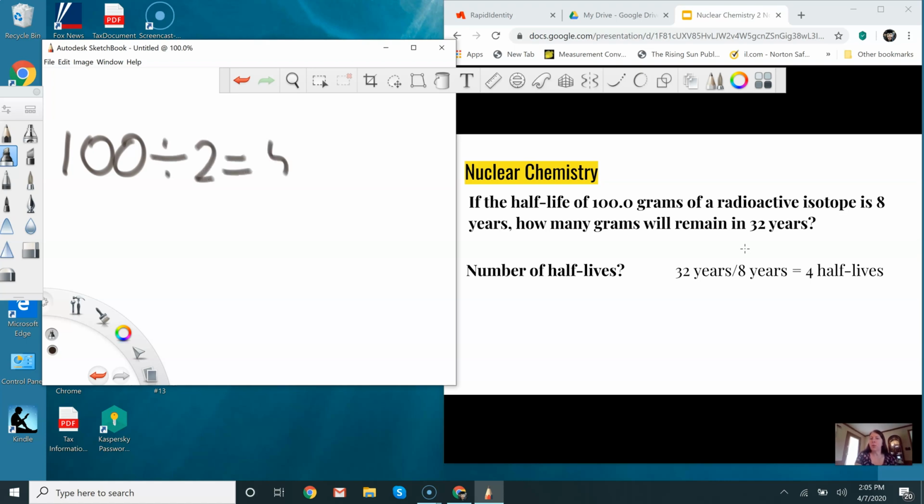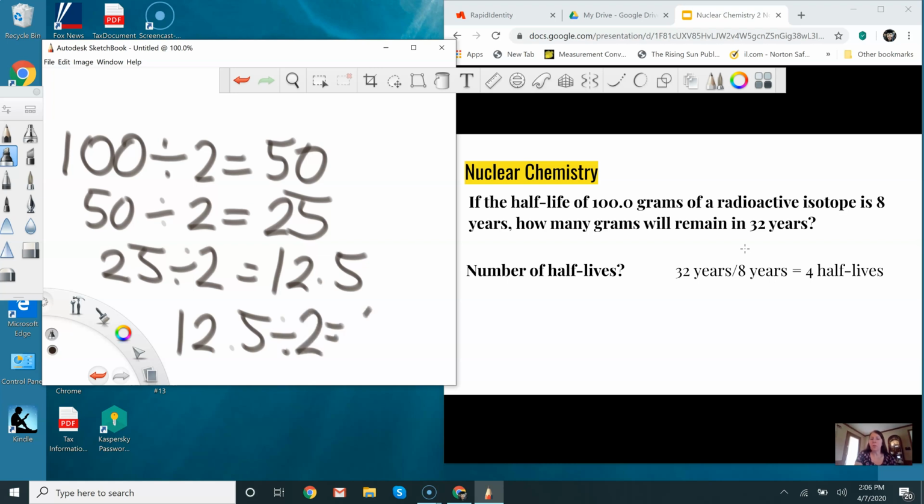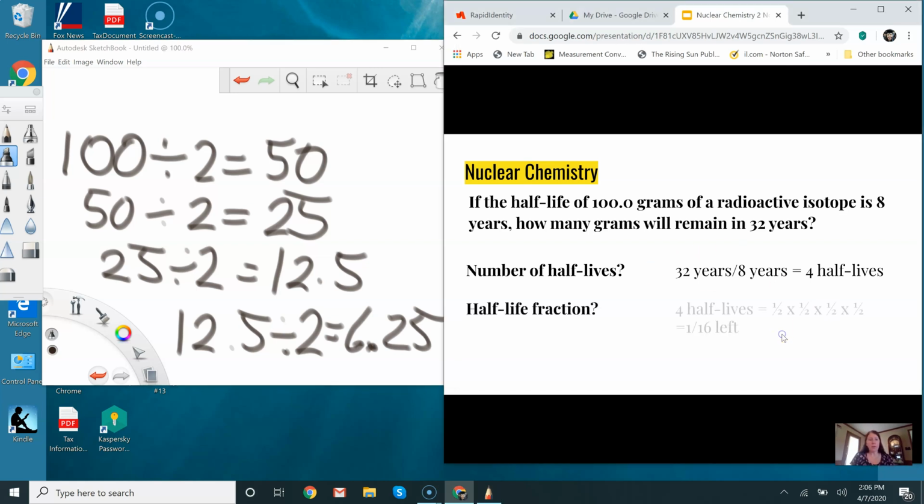100 divided by 2 is 50. 50 divided by 2 is 25. 25 divided by 2 equals 12.5. And 12.5 divided by 2 equals 6.25. So we've divided by 2 4 times. If we go over to the slide that I have, you can see that the answers agree.